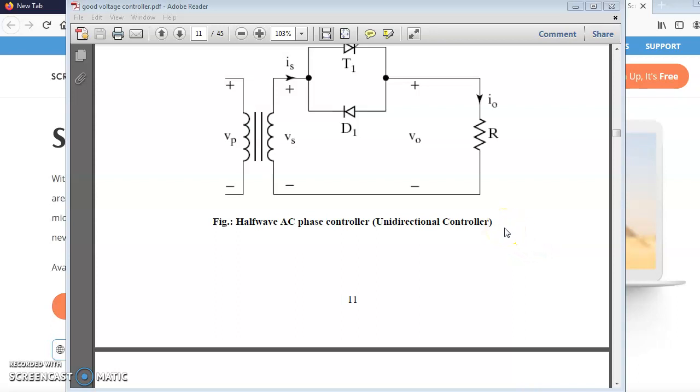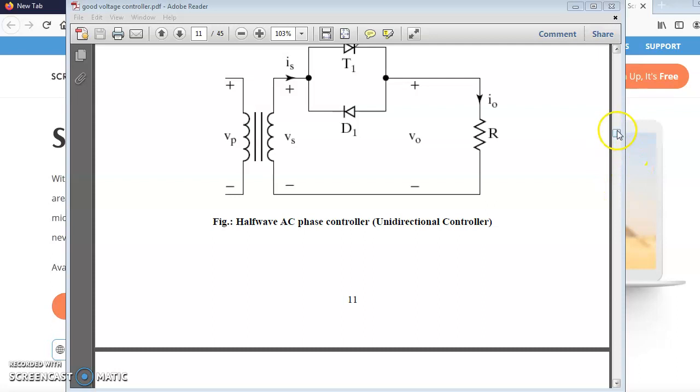Hello everyone. Today we are going to discuss the analytical part of half-wave AC phase voltage controller. Last time we discussed the working of the circuitry. Now we will do a little bit of analysis and solve one numerical based on that, and then we can move to the next topic, that is full wave AC voltage controller.